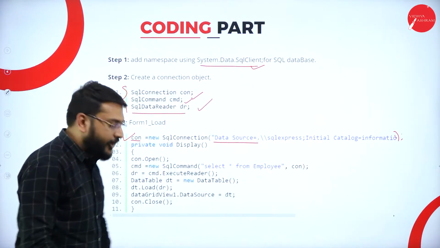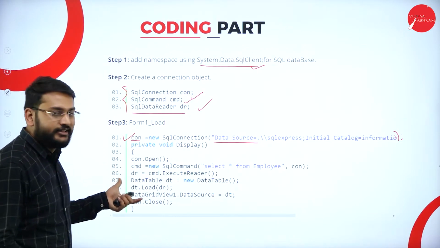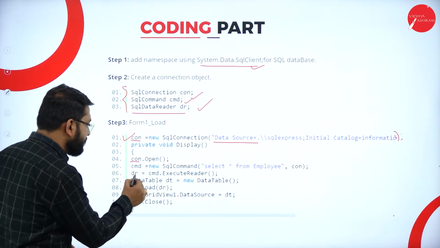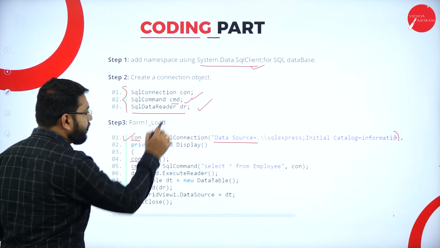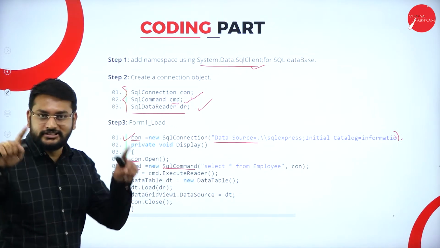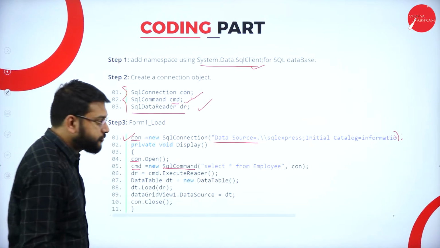After that, guys, I have a function called display. Inside this, I'm just opening the connection, con.open. Then observe here what I have. CMD, I'm using this object. CMD is equal to new SqlCommand. Within this, I'm passing two parameters. Observe. What is the first parameter that I have?